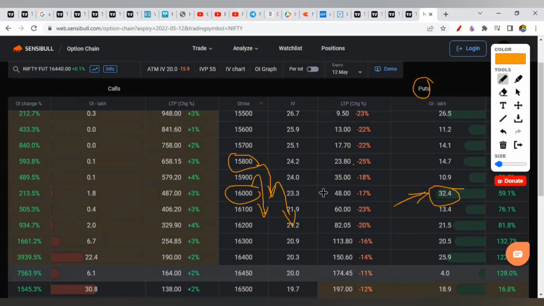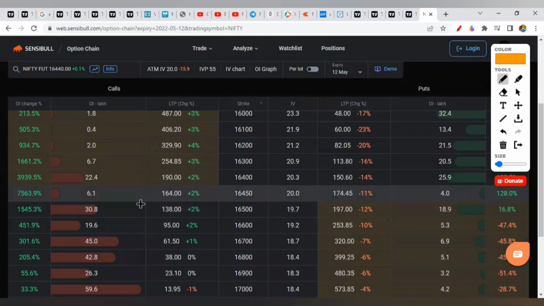So back to the topic, 16,000 is major support, 15,500 is the next support. A break of one support will take it toward the next support. With a break by a bigger margin, let's say 200 points, the next support area becomes the level to watch for.